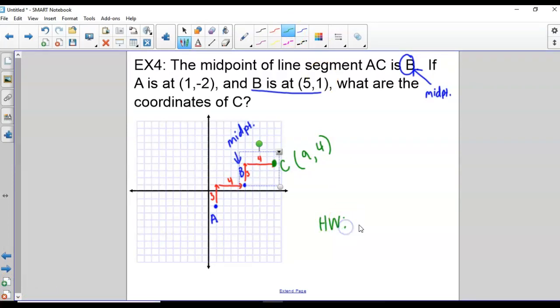Your homework is going to be the 4.1 assignment. And we're going to do numbers 1 through 7. And 13 through 16. Don't mark the others out. We're going to do some more work with those also. But 1 through 7 and 13 through 16.